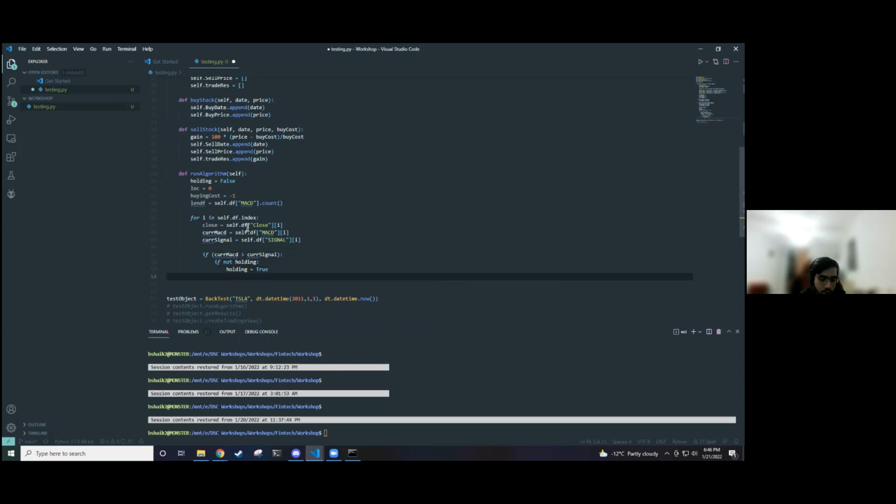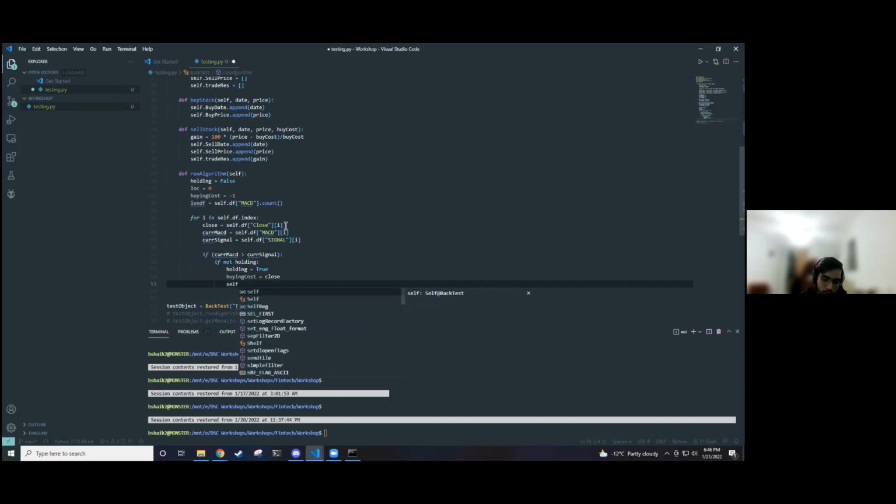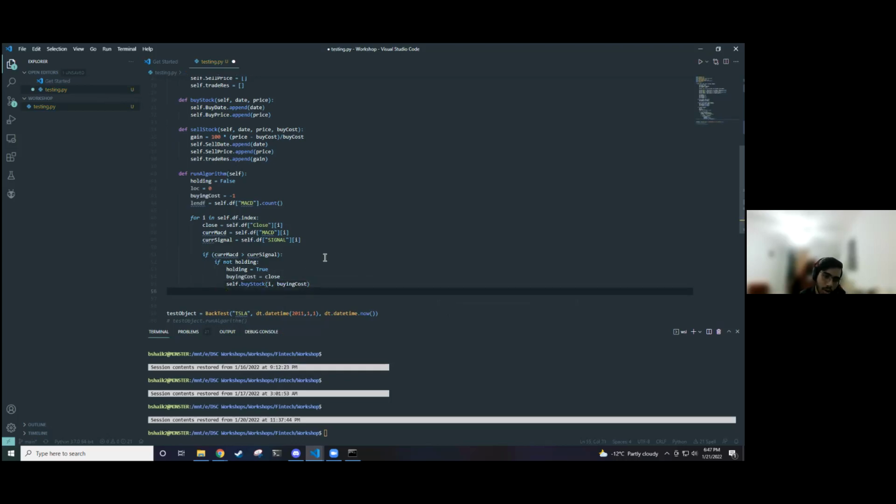And you say buying cost equals to close. And then you simulate a buy order with this. So you do self.buy stock, and you give the date being the index i, as I already talked about here. And the price would be just buying cost, as you stated there. And that's all you need for simulating a buy order.